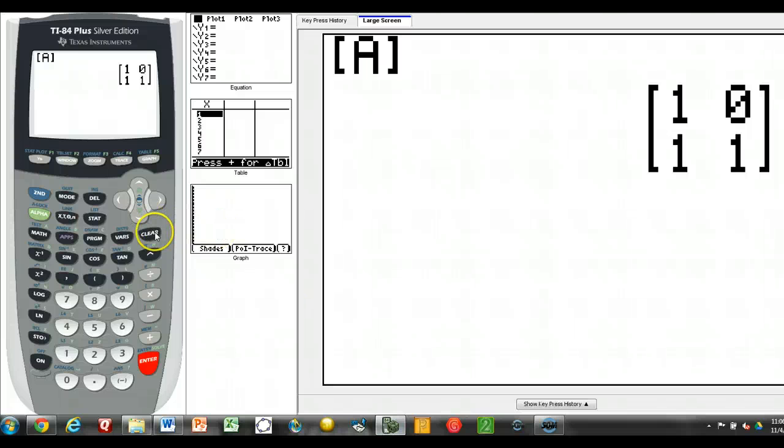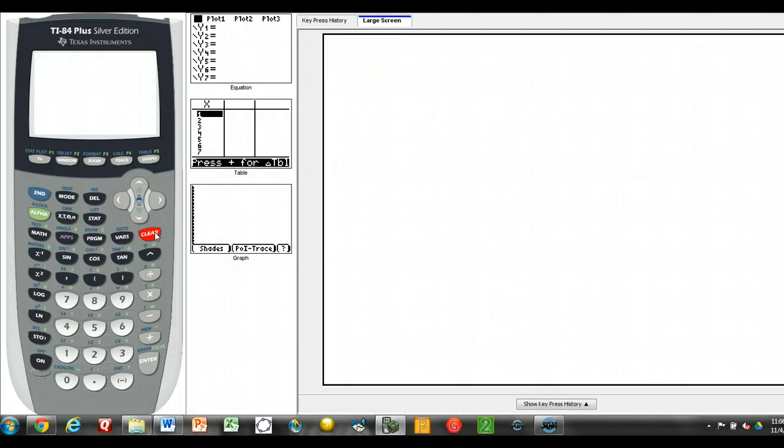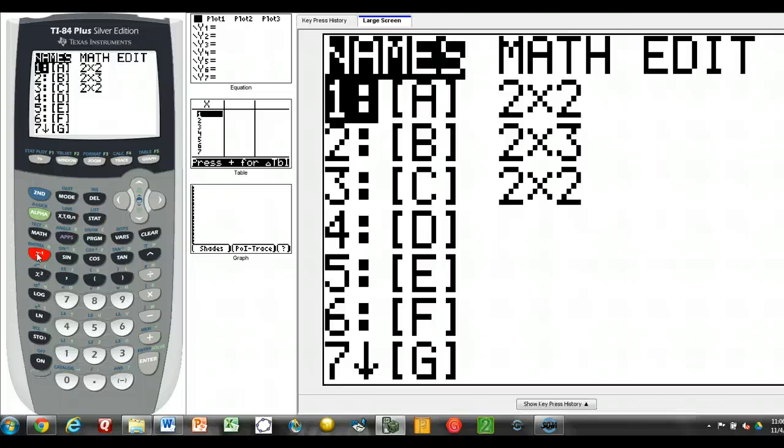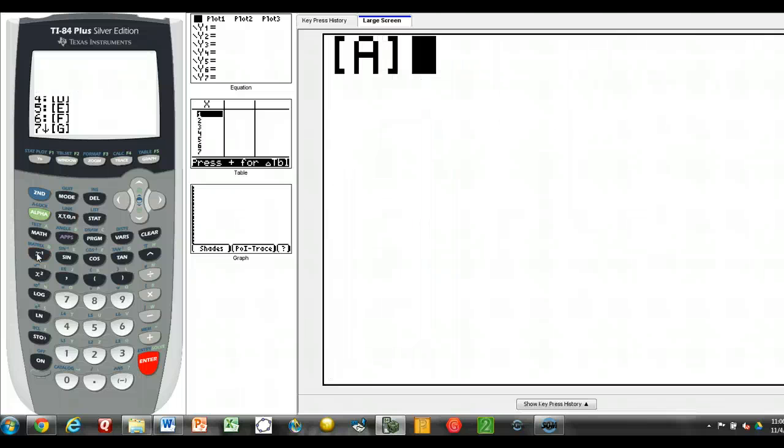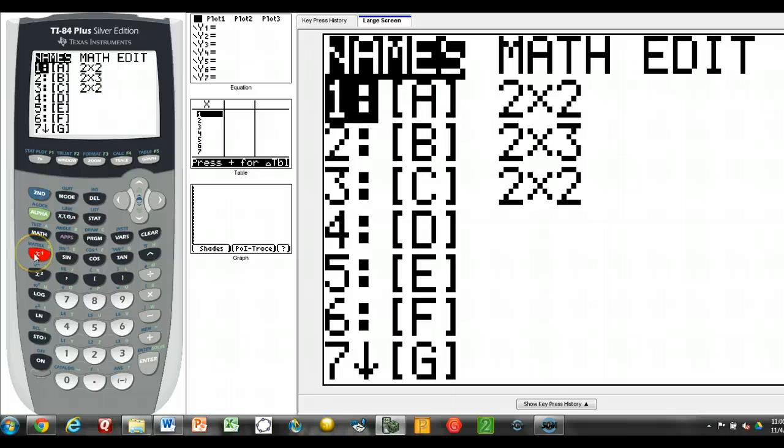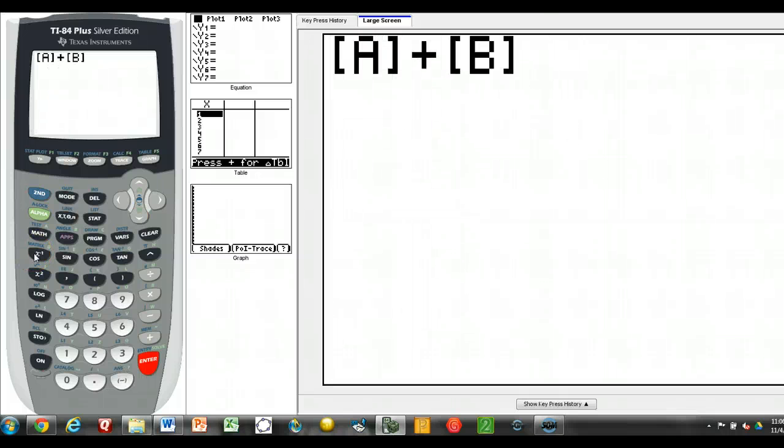Okay, so let's go ahead and clear out our main screen. And we want to first find A plus B. So go to second matrix. And just like we just learned, we're going to pull up matrix A. We want plus, so just hit the plus sign, pretty easy. And matrix B. So go back to second matrix, pull up matrix B, and now hit enter.